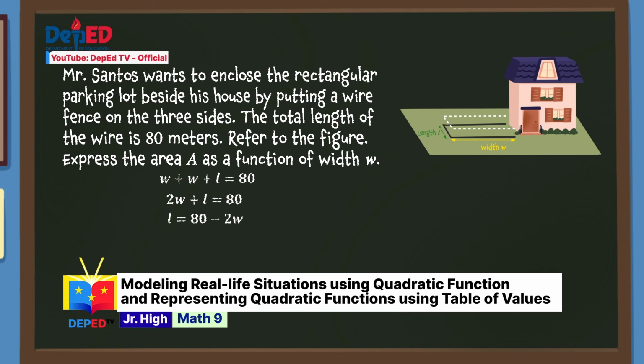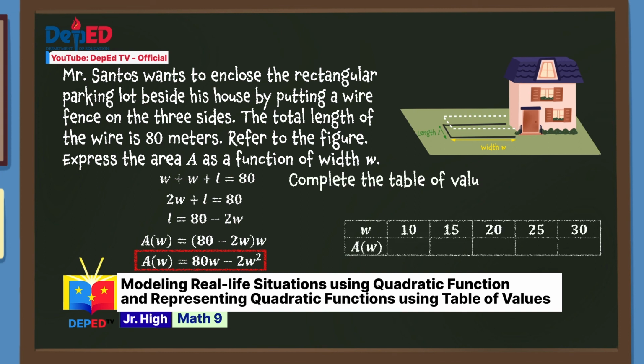Therefore, the area A as a function of width W can be expressed as A of W equals binomial 80 minus 2W times W, which can be rewritten as A of W equals 80W minus 2W squared. Item number 2, complete the table of values on the side for the same function. A of W equals 80W minus 2W squared. You have 2 minutes. Go!